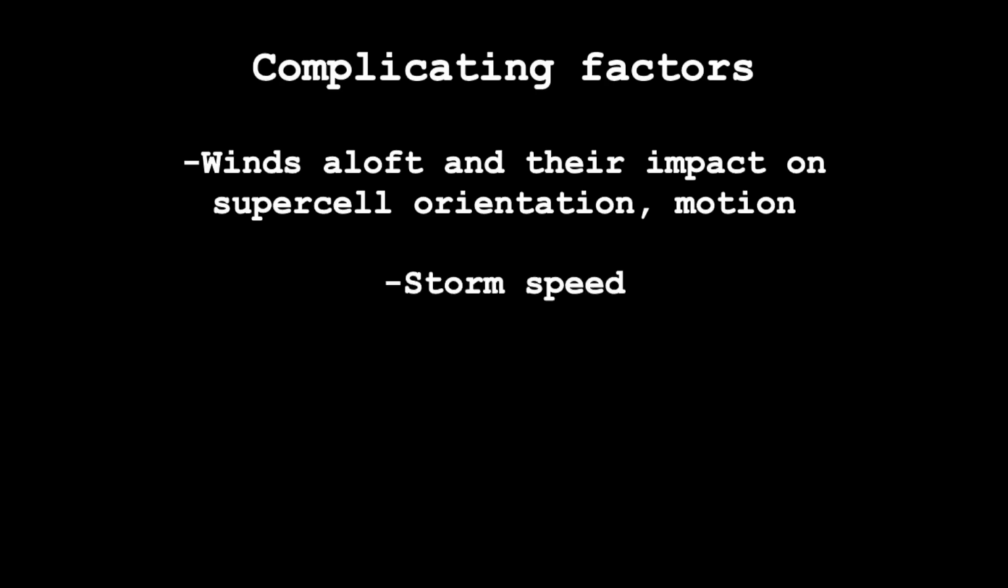The forward speed of the storm can be another complicating factor. Faster moving storms, 40, 50, 60 plus miles an hour, give you a much lower margin for error. So in those cases, you may want to pick a spot downstream and wait for the storm to come to you. Versus with a slower moving storm, it's much easier to make adjustments around the storm as far as your positioning goes, and you can get closer to the storm without risking falling behind.